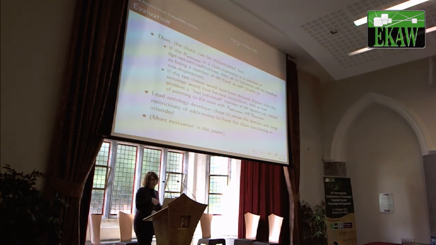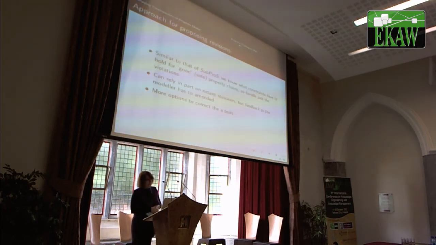There are more evaluations in the paper, also for the original one about the pharmacogenomics ontology, for people who want to see more detail of that. Then we look at the approach for proposing revisions. The approach is similar to the one that we see for the subproperty compatibility service. We now know what constraints have to hold for a good property chain, or at least a safe property chain. So we only have to handle the violations.